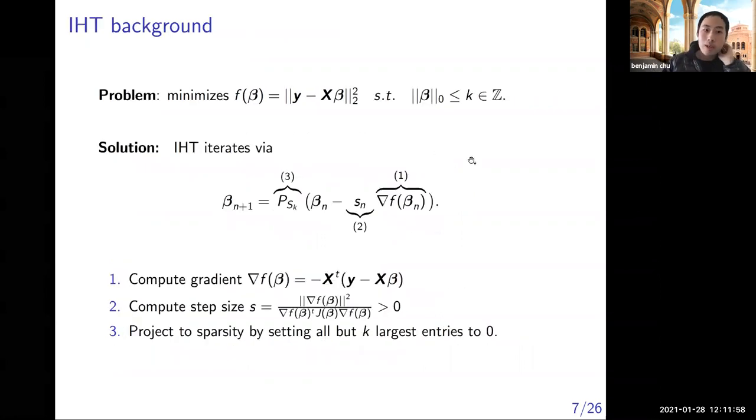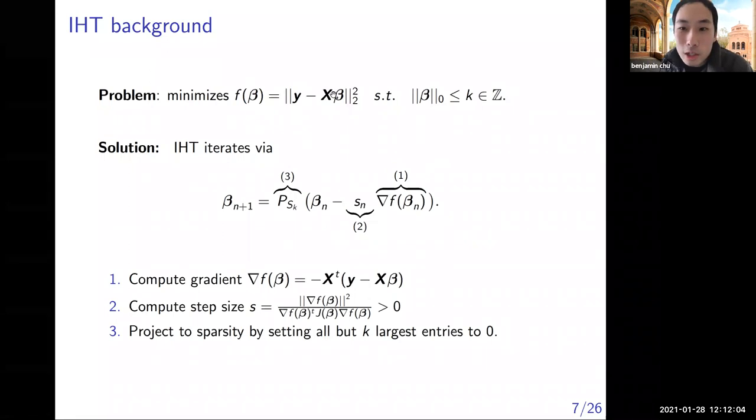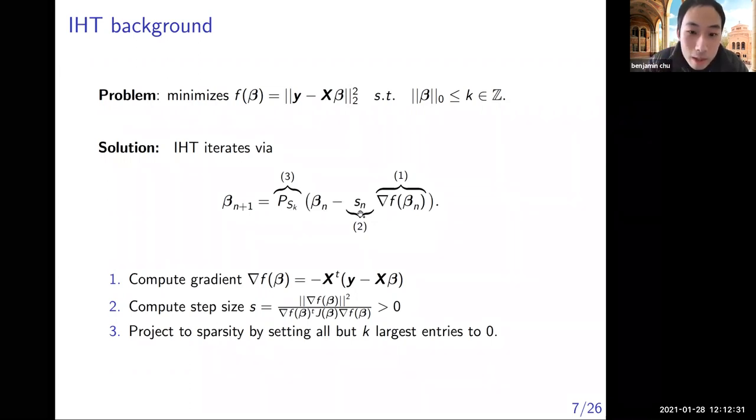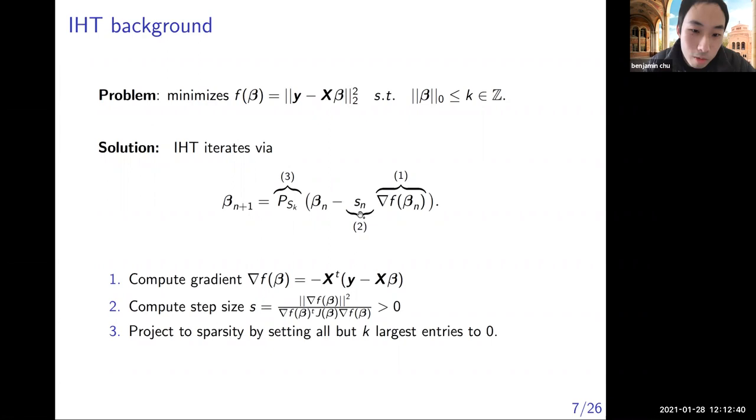So here's how IHT works. You want to minimize some objective such that the number of non-zero entries of beta is less than k. And you do that by basically repeating three steps, right? You start with the current guess, you move in the gradient direction for some step size. So that result will be a dense vector. And then you project that resulting dense vector to sparsity. And this can be done by basically finding the k largest entries of this vector in magnitude. You'll find those and then you'll leave them untouched. And everything else, you can set equal to zero. So that's the projection.